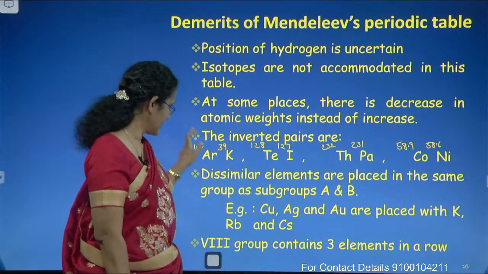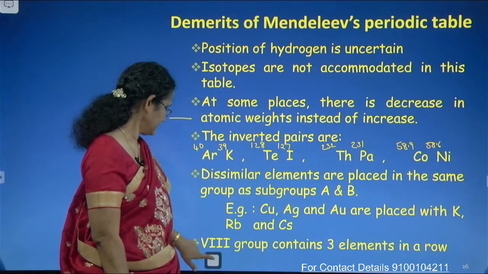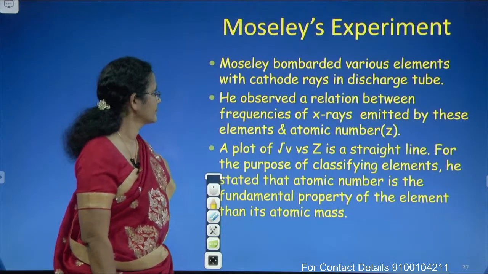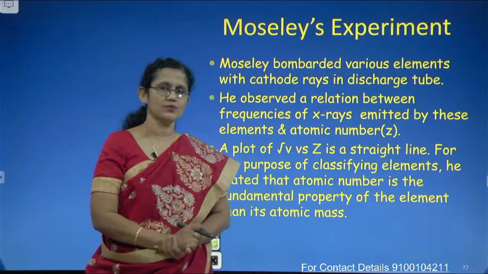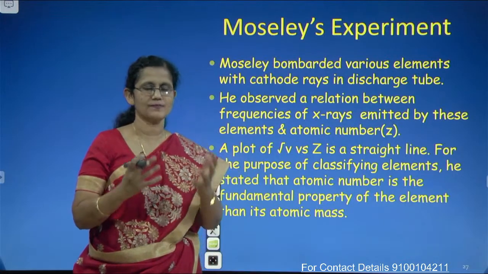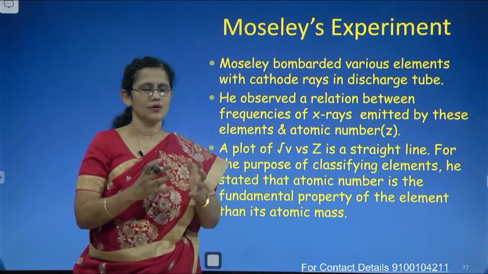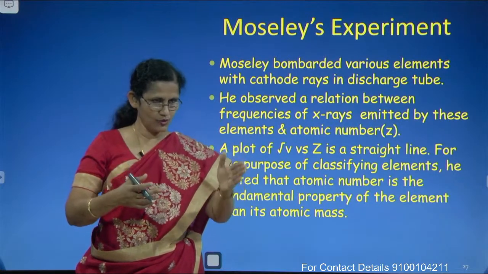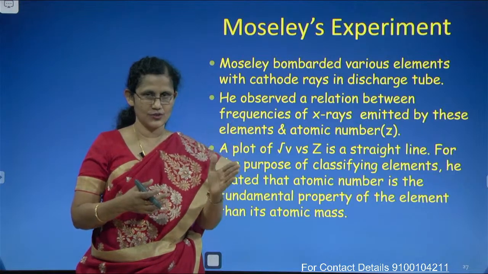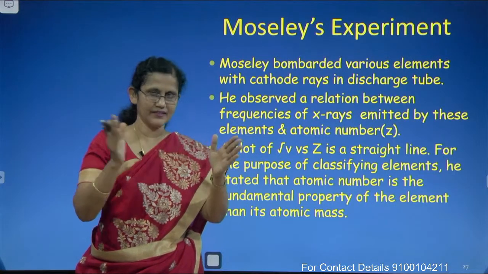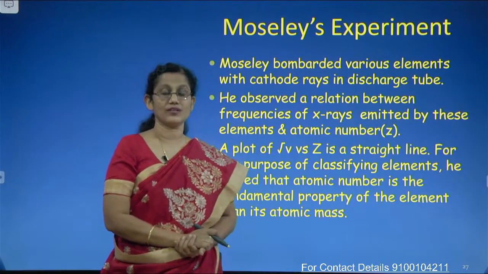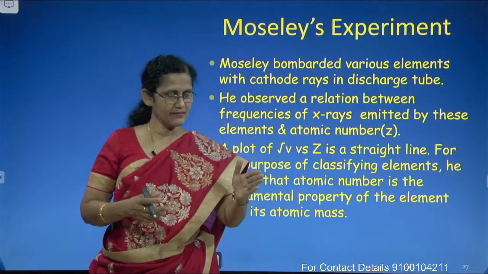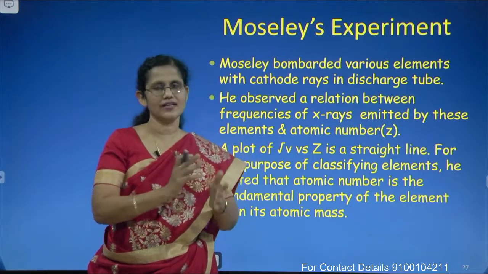Now we are taking Moseley, one more scientist, who did an experiment, right. What he did: he took a discharge tube, kept so many elements in that discharge tube, and bombarded them with cathode rays.